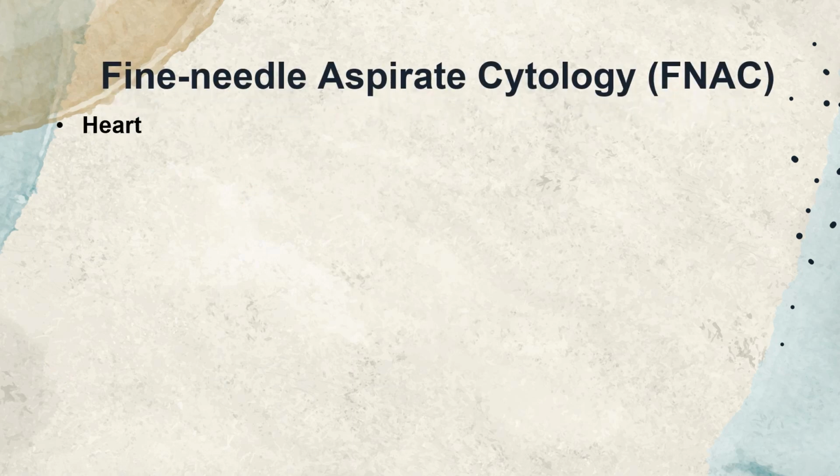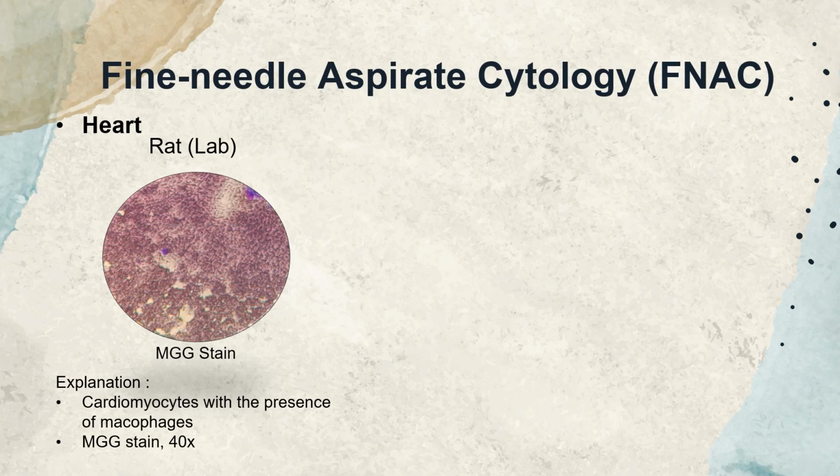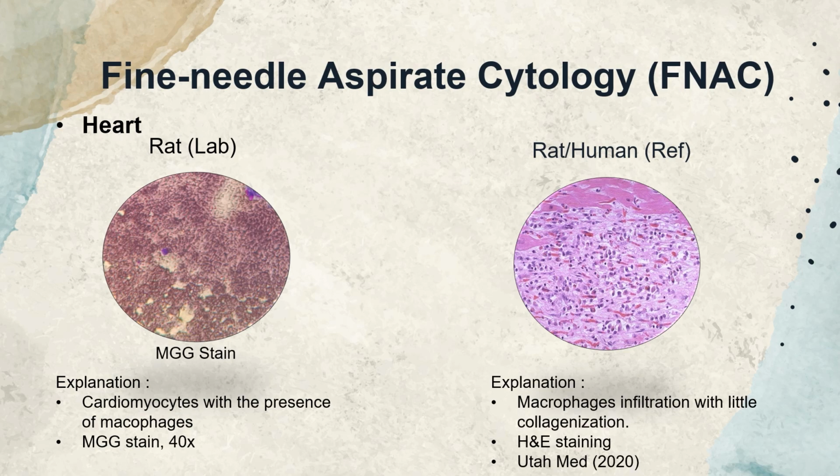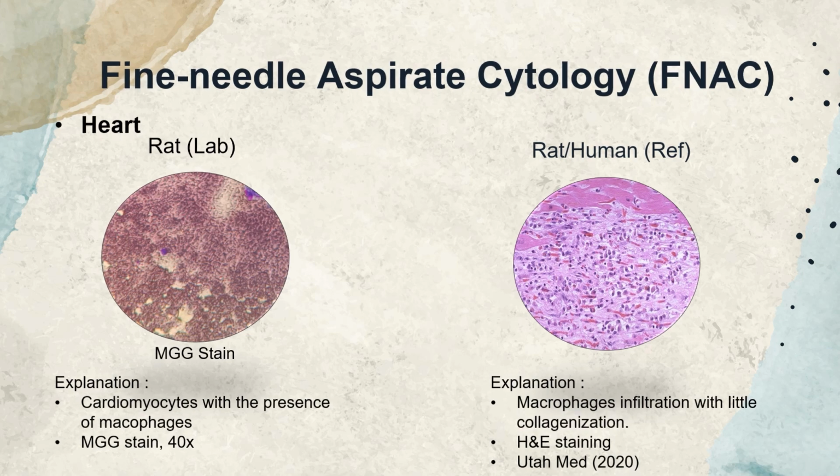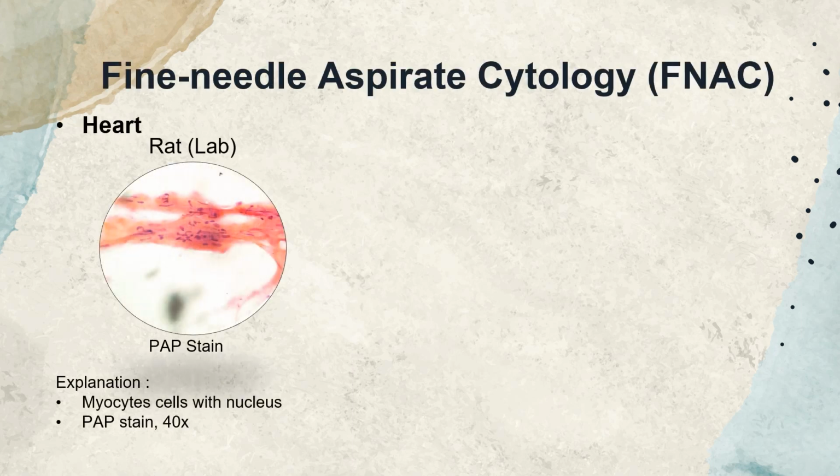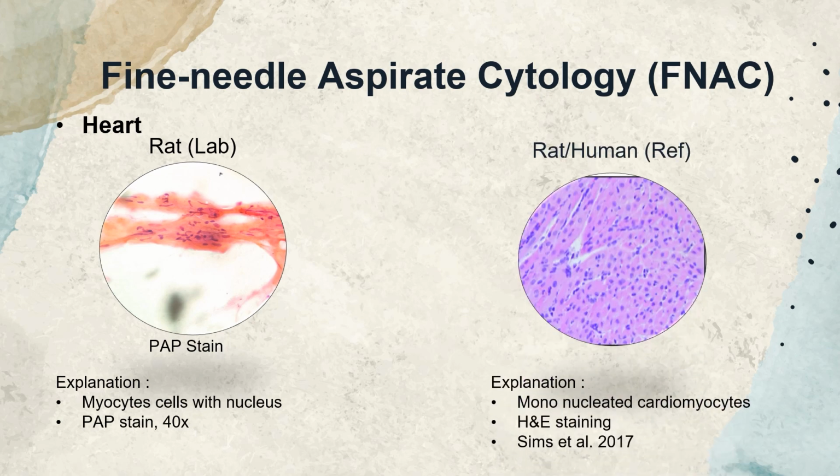From our findings, the heart tissue shows cardiomyocytes with the presence of macrophages using MGG stain under 40 times magnification. While Utah Med 2020 shows macrophage infiltration at the heart with little collagenization using H&E stain. While in PAP stain, myocytes can be seen clearly with their nucleus under 40 times magnification, which corresponds to Sims et al. 2017, where the researchers found mononucleated cardiomyocytes using H&E stain.